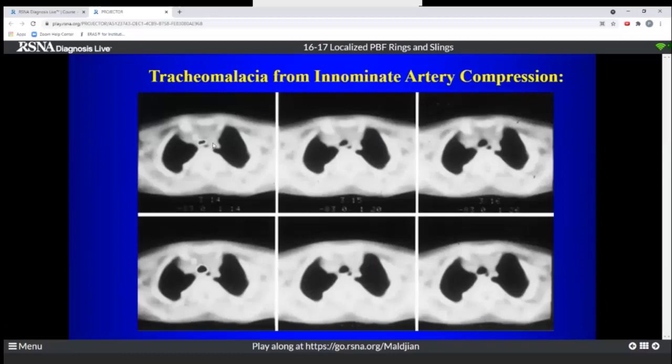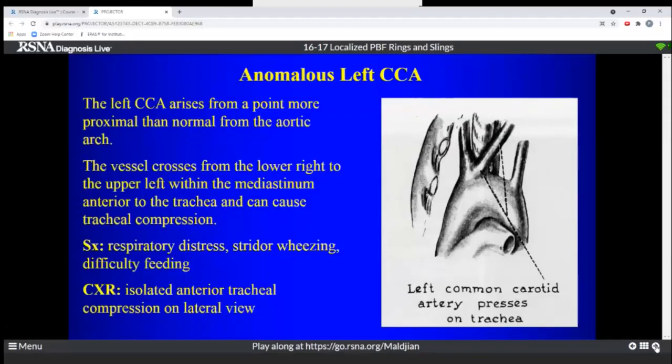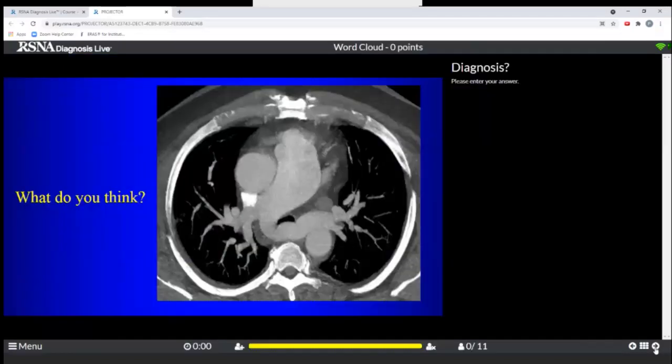And so anytime there's tracheal compression in embryology, you can develop tracheomalacia, you can develop this abnormal narrowing of the trachea, so that can occur with any vascular anomaly that causes compression of the trachea. Similar to that, you can have an anomalous left common carotid artery, where the left common carotid originates too proximally, and then that crosses, causing an anterior indentation of the trachea. But the innominate artery compression syndrome is the one you should be aware of, as that one is more common.